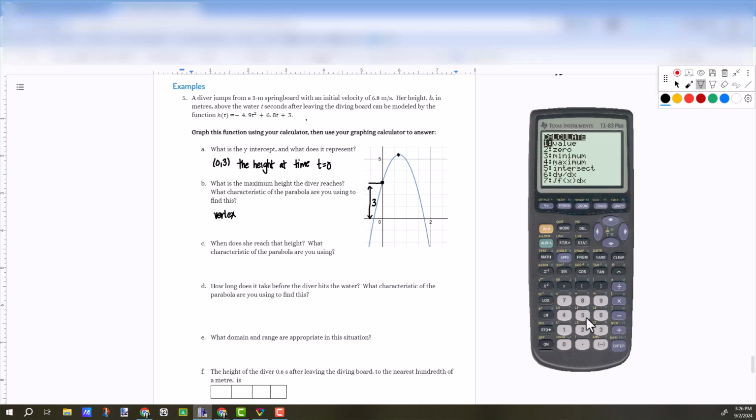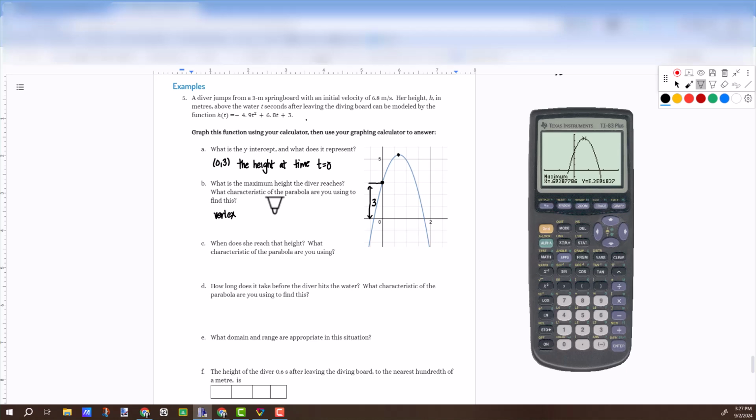Second trace, 4 for the maximum. Let's try that one more time with feeling. Enter. Enter, enter. There we go. Not sure what we did wrong first time. And by we, I mean me.